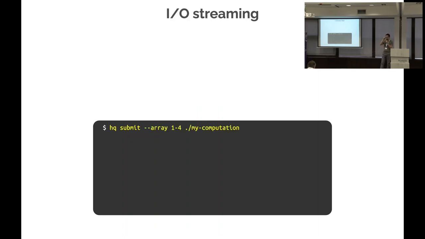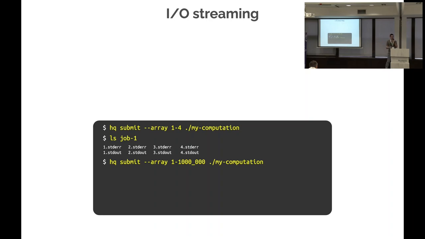Okay, so we heard a lot about resources, but there are also other things that HyperQueue can do for you. So again, in one of the previous presentations, we heard that I/O on HPC file systems can be a problem, especially if you have a lot of small files. So what happens if I create a task array with 4 tasks? By default, HyperQueue, if you don't override it, will create a stderr and stdout file on the file system for each task. Now for 4 tasks, this is actually quite okay. But what happens if you submit a million tasks?